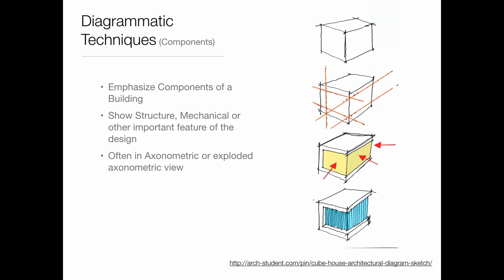Components. So in this diagramming technique, you're breaking your building into particular pieces. So the building has a skin. I pull the skin off the building. It has a structure. I pull the structure out of the building and I show just that particular piece. It's generally shown in an axonometric or an exploded axonometric where you're pulling pieces away from the building.